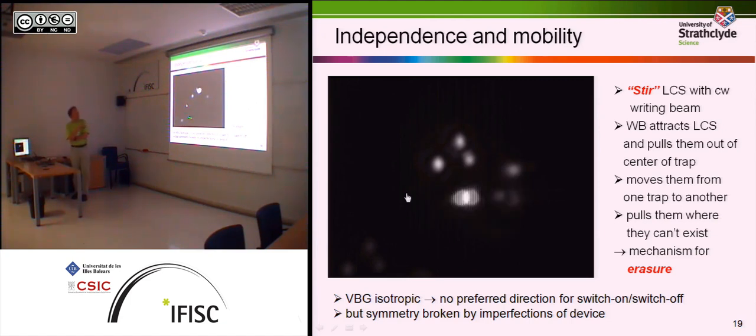So the idea currently is the laser is not completely homogeneous, but it has variations across the cavity due to growth fluctuations. And these solitons live in minima of this potential created by the growth fluctuations. And what the writing beam does is attracting them. If you attract them to a point where they can't exist, then they die after you leave it out. And so this thing is rotation symmetric on average. It depends on the disorder where you can erase or delete them.